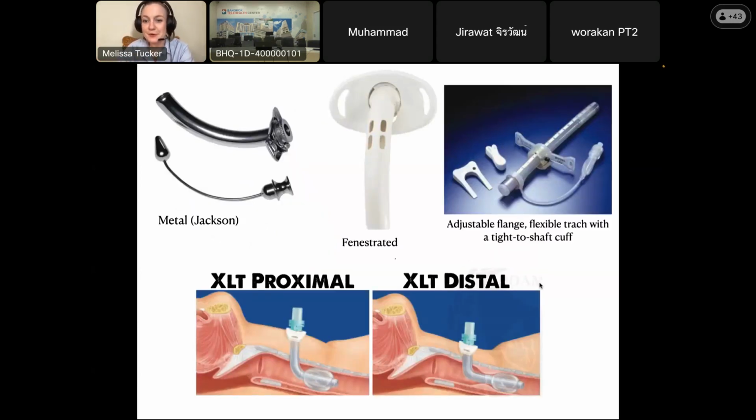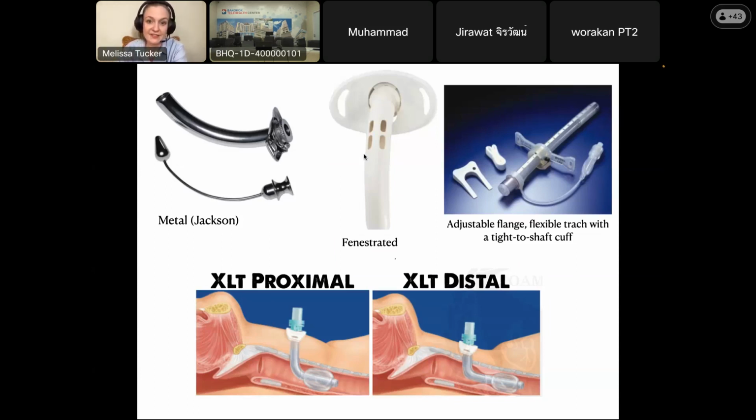Here are a few other less common types of tracheostomy tubes that you might encounter. This is a metal tracheostomy tube and a metal obturator that are used in more chronic long-term patients. This is a fenestrated tracheostomy tube. The word fenestration means like a window. So there's these openings in the tube that allow airflow from the trach into the upper airway. These are not used as commonly as they were in the past.